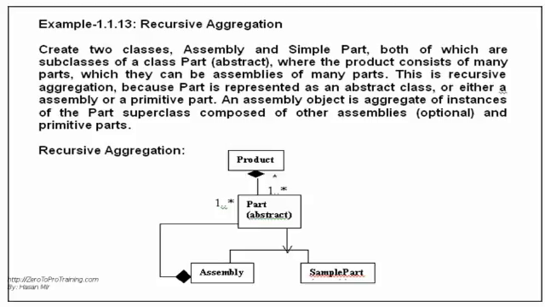Next, example 1.1.13, recursive aggregation. Create two classes, assembly and simple part, both of which are subclasses of a class part, as abstract, where the product consists of many parts, which can be assemblies of many parts. This is recursive aggregation because a part is represented as an abstract class or an assembly or a primitive part. An assembly object is an aggregate of instances of the part superclass, composed of other assemblies, optional or primitive parts.